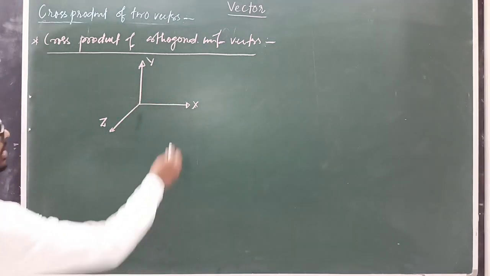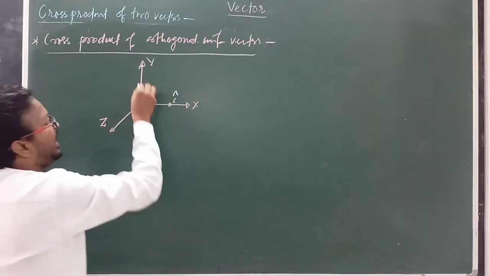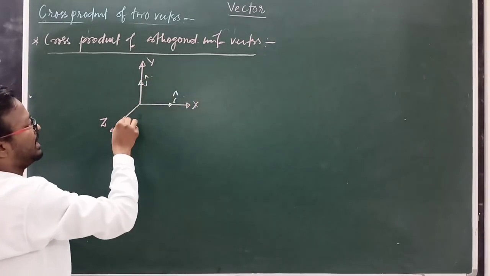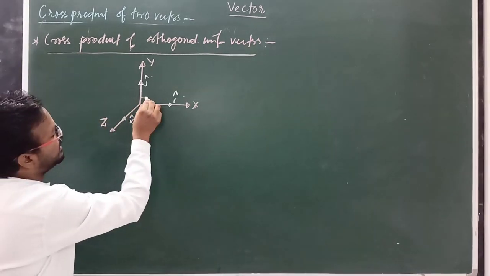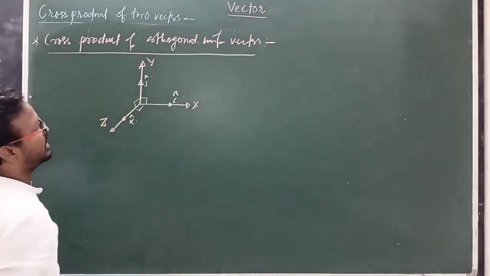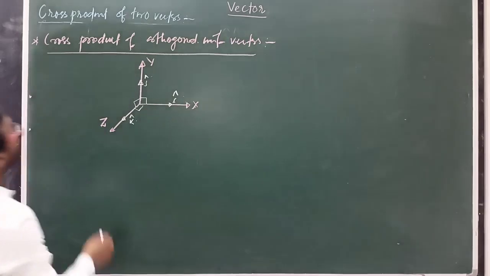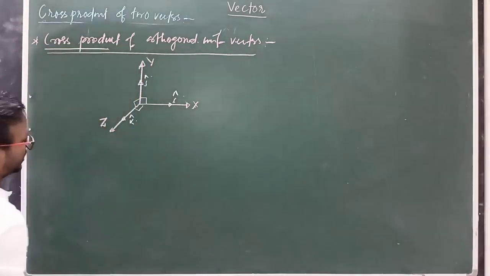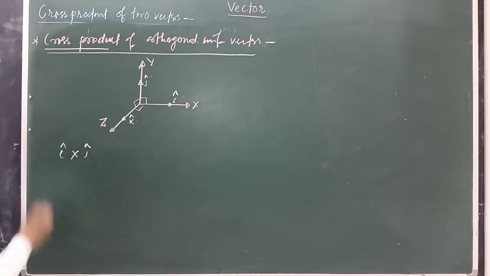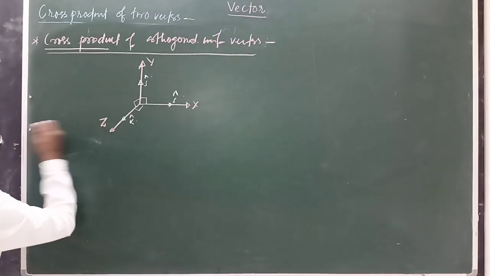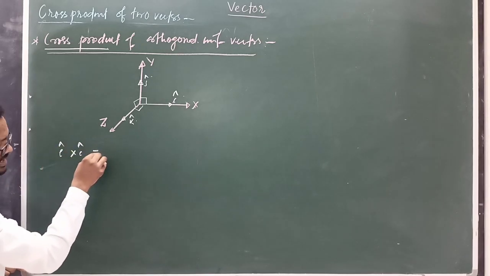But the representation of the vector along the x axis we already know, that is i cap, along the y axis that is j cap, and along the z axis that is k cap. The angle between two unit vectors is always 90 degrees here, so it is known as orthogonal unit vectors. So first, if we take the cross product of two orthogonal unit vectors, first I am writing i cap cross i cap.